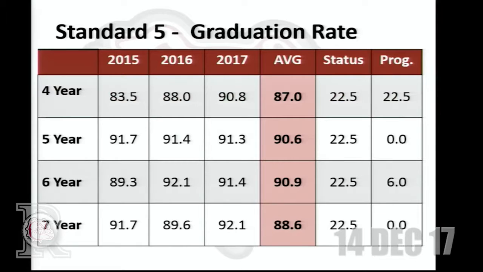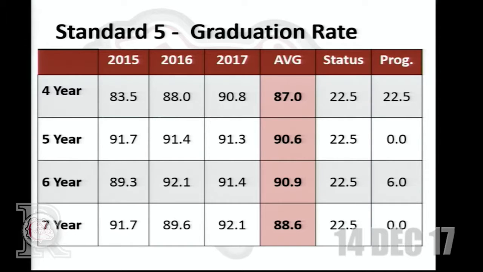The final standard is standard 5, graduation rate. You see up here 3 years worth of data for the 4-year, 5-year, 6-year, and 7-year graduation rates. The target we are shooting for here for the 2020 target is 92% of the kids. We do not hit 92% in any of those 4 categories. We are just below 92 in all of them. So we are in the on-track category, which is worth 22.5 points out of a possible 30. A perfect score on this is 30.